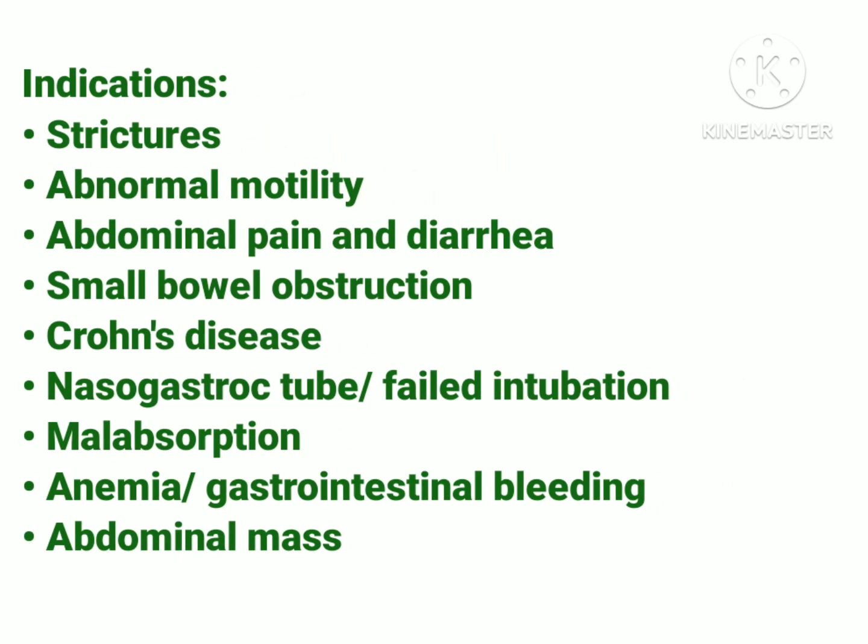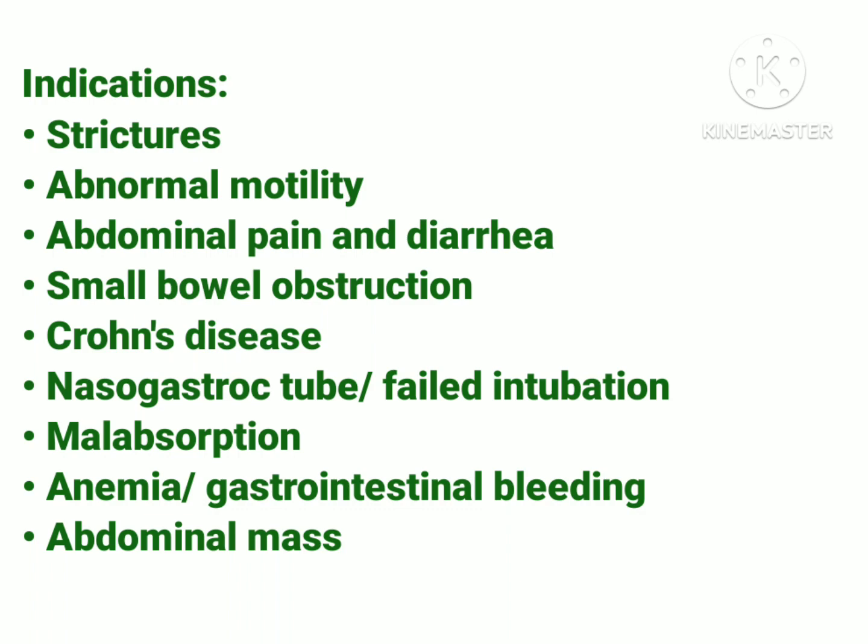Now let's talk about the indications of barium meal follow through, means why this investigation or examination is done. The first indication is strictures, that is the abnormal narrowing of the small bowel passage. Next one is abnormal motility, that's the abnormal muscle and nerve contraction that can cause lack of motion in the gastrointestinal tract. Next is abdominal pain and diarrhea. Next is small bowel obstruction, means blockage in the small bowel. Next is Crohn's disease, that is the inflammation disease where small bowel is inflamed and that can affect the lining of the digestive tract.